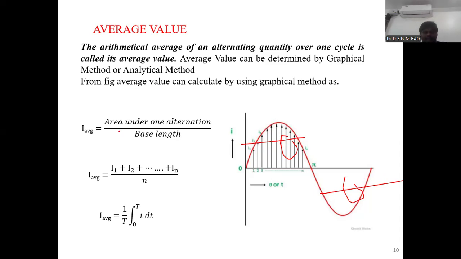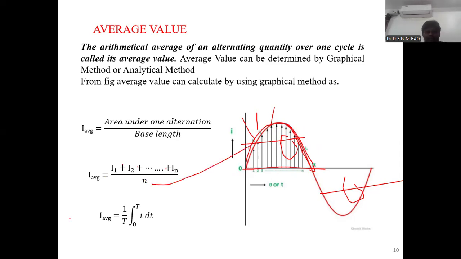So this is nothing but the area under one alternation. One positive half cycle is one alternation. Area under one alternation divided by base length. So I1, I2, I3 and so on up to In. Divide the positive half cycle into n equal parts. Then small I1, I2, I3, I4 and so on up to In are the mid ordinates of the positive half cycle. Then the mean, I average, equals I1 plus I2 plus and so on plus In, divided by n, the number of equal parts. This is the graphical method.